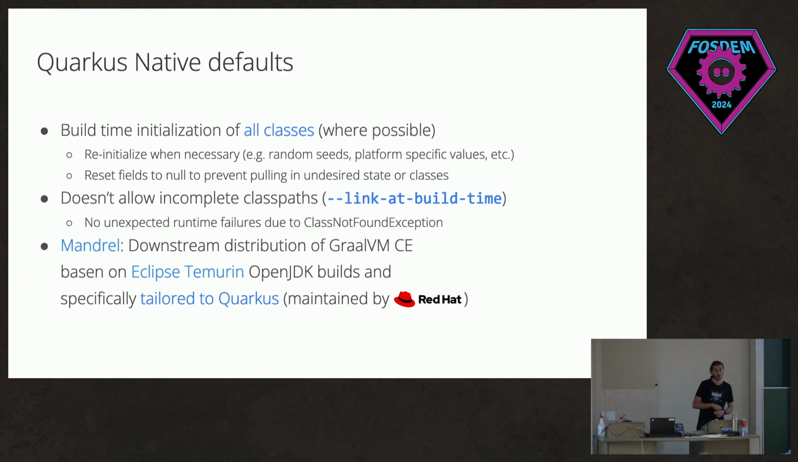It also doesn't allow incomplete class paths. So when you build, everything needs to be on the class path, otherwise the build will fail. And this ensures that you won't get any unexpected no class defined exceptions at runtime. And last, it uses Mandrel instead of the upstream GraalVM Community Edition, which is based on the Eclipse Temurin OpenJDK builds instead of the Labs JDK builds. And it's specifically tailored to Quarkus and maintained by Red Hat.